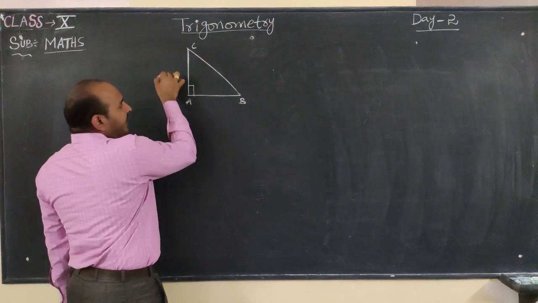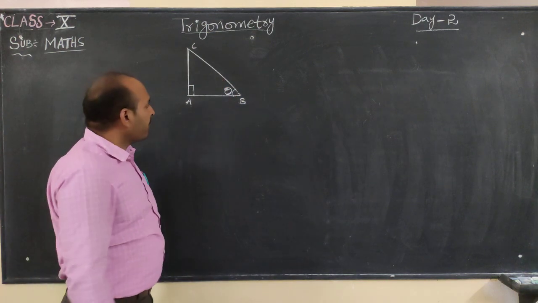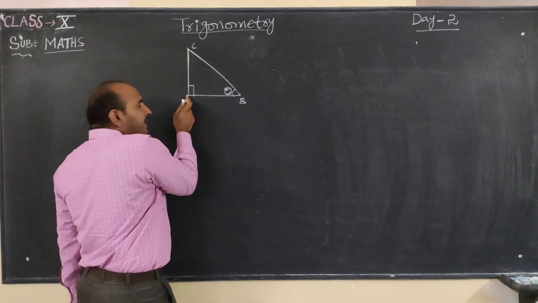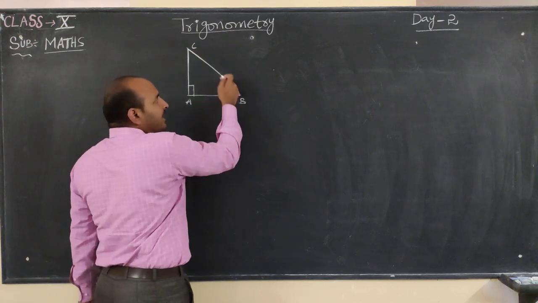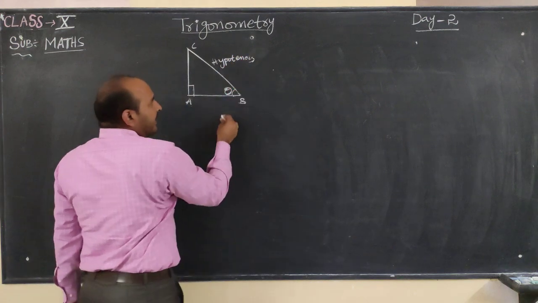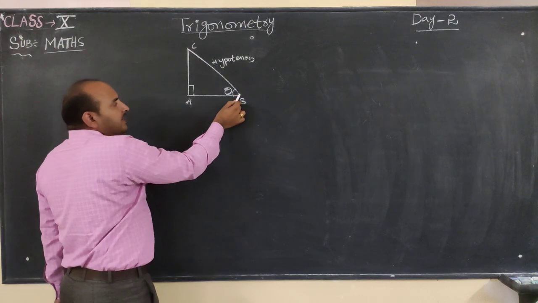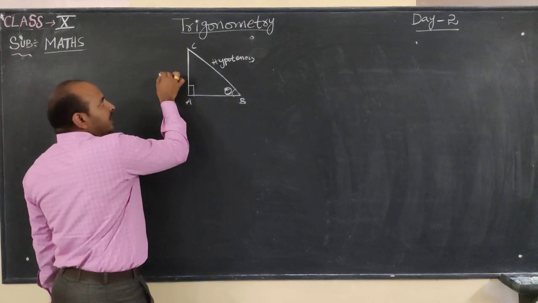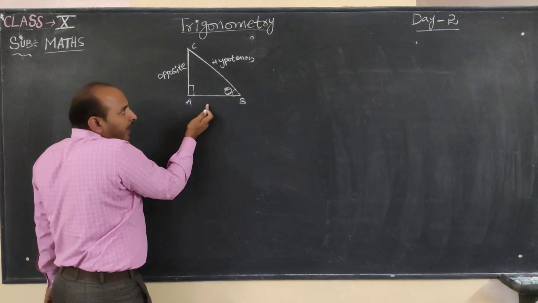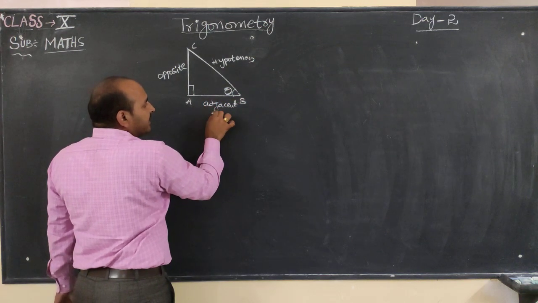Suppose in the right angle triangle, the angle is theta at B. So now this is the hypotenuse, exactly opposite to the 90 degrees, the BC side. And exactly at theta, at B, opposite to side AC, this is the opposite side, and adjacent to theta, this is the adjacent side.